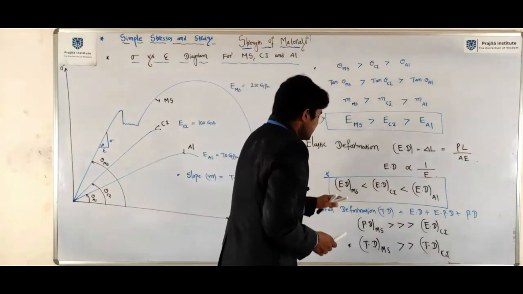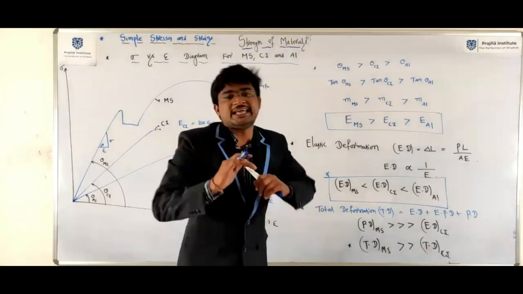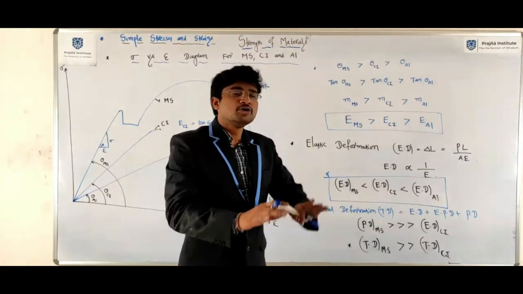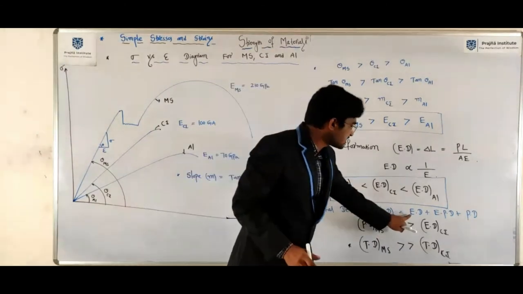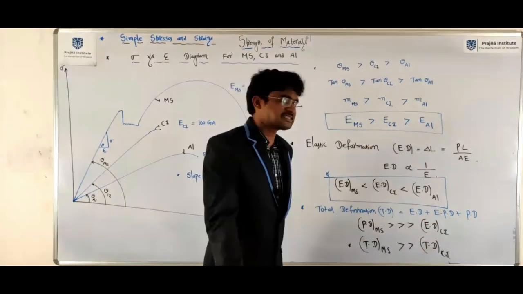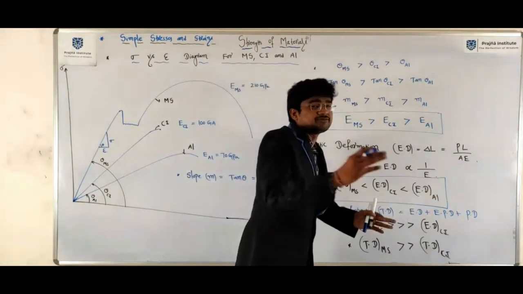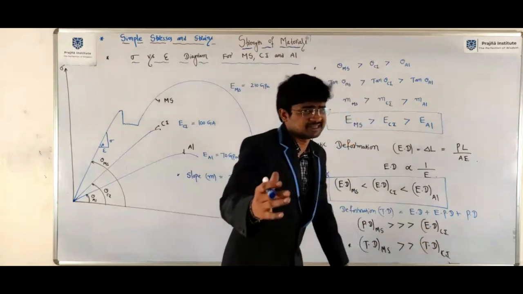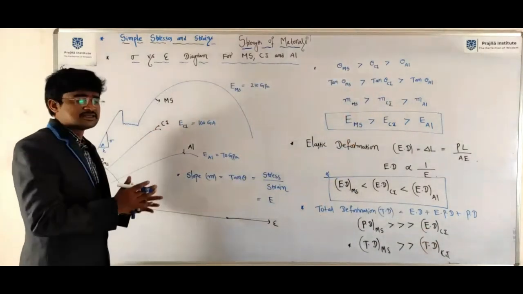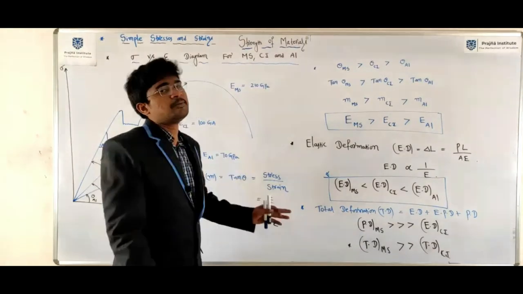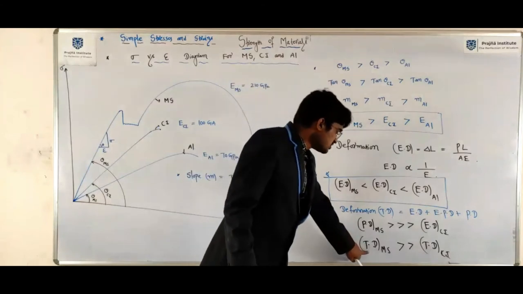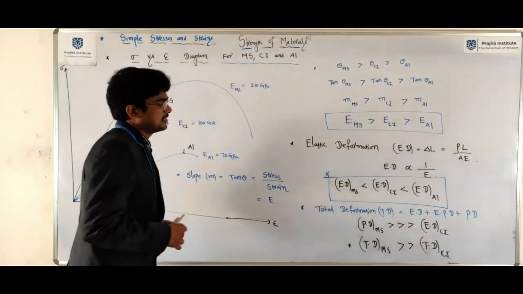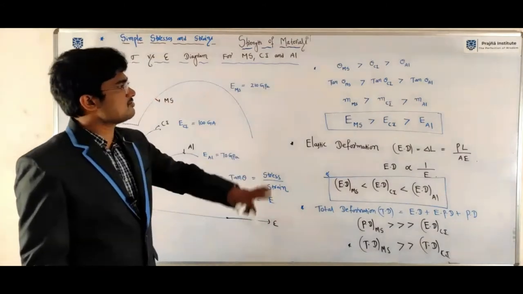Here, once you see elastic deformation only, elastic deformation of mild steel is less than elastic deformation of the cast iron. But once you talk about total deformation, it includes elastic deformation, elastoplastic deformation, and plastic deformation. Once you consider all three, the plastic deformation of the mild steel will be far, far greater than the elastic deformation of the cast iron. Why? Because cast iron and aluminium are brittle materials, there is no plastic deformation for these two materials. So that is why total deformation of the mild steel will be far, far greater than the total deformation of the cast iron. It is very, very important.